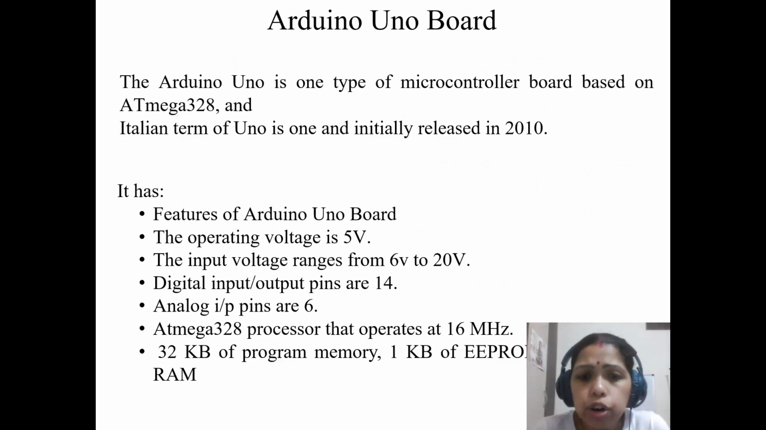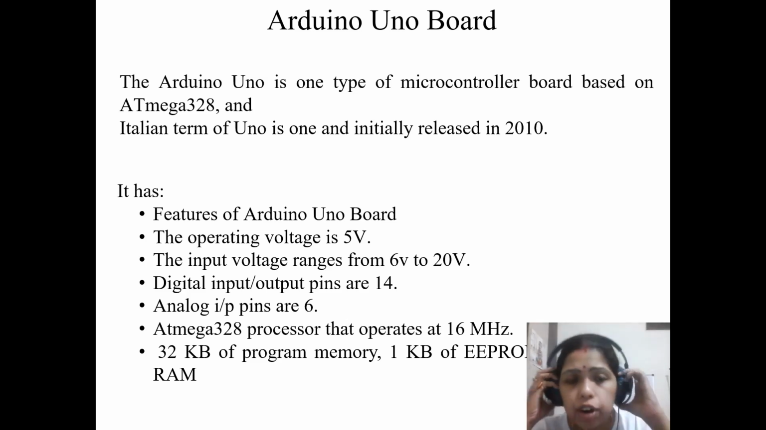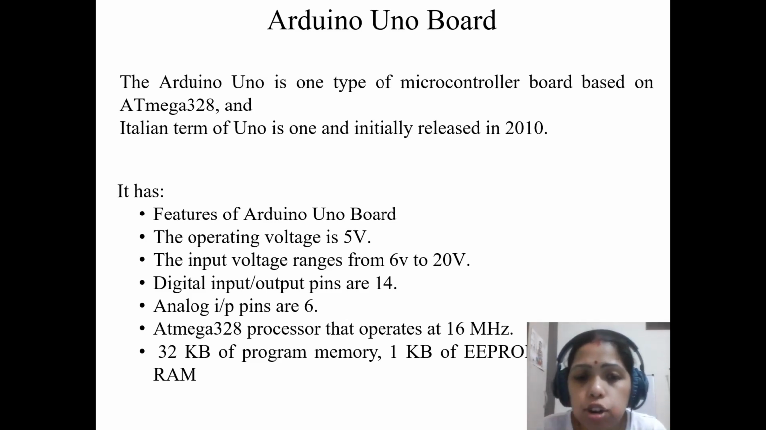Arduino Uno board. I have already told you it is based on one ATmega328 processor, and its name came from an Italian term, Uno, and it was first used in the year 2010. It has some features: a 5-volt power supply you can apply in the Arduino Uno, but you can vary the power supply from 6 volt to 20 volt. There are 14 digital pins and 6 analog pins. What these are, I will discuss in the coming lecture. Processor I have already told, and the memory size I have also already explained.